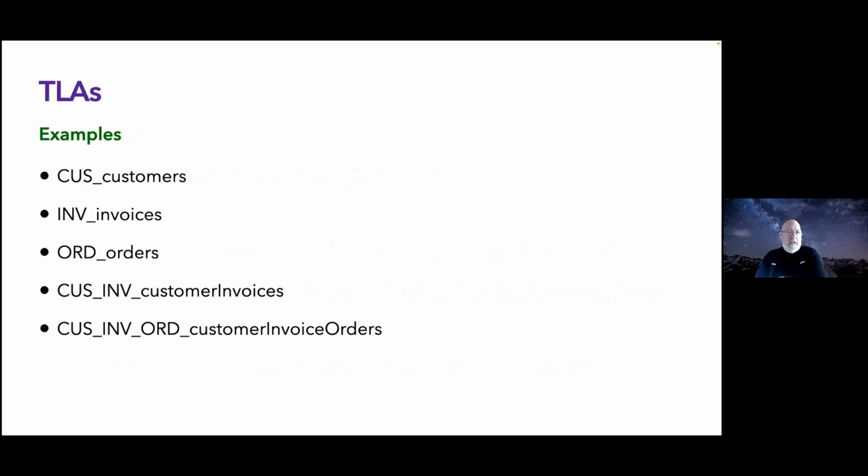So here we have TLAs and examples. We have CUS, customers, and so on. And so by seeing the chain of TLAs together in this bottom one, I can see that this is a 3rd level relationship, or 2nd level buoy, I should say, of the customer anchor with the invoice buoy followed by the order buoy, or parent child, whatever you want to call it.